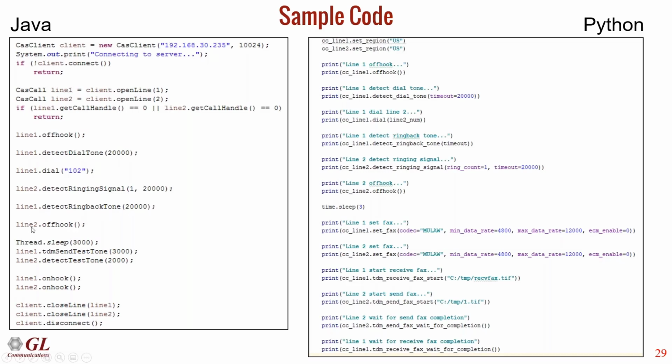So line 1, line 2, and so forth. It's very easy to control each analog phone call in a simple script. And whether it's Python or Java, the APIs look the same basically. So you can do everything you need to do.